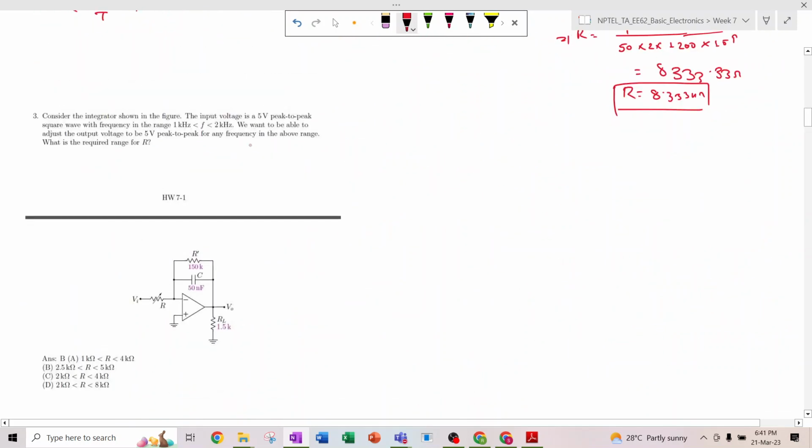Okay, so I'm moving forward to the next problem. Consider the integrator circuit shown in the figure. The input voltage is a 5 volt peak to peak square wave with frequency range 1 kilohertz to 2 kilohertz. This problem is the same as the previous one. There is an integrator and the input voltage is a 5 volt peak to peak square wave, right?